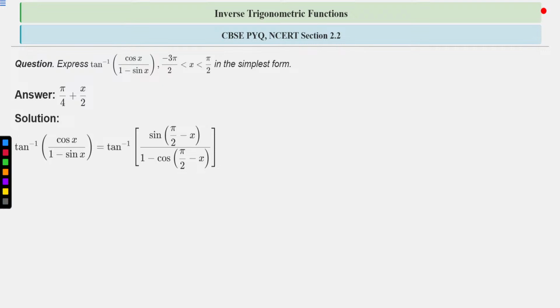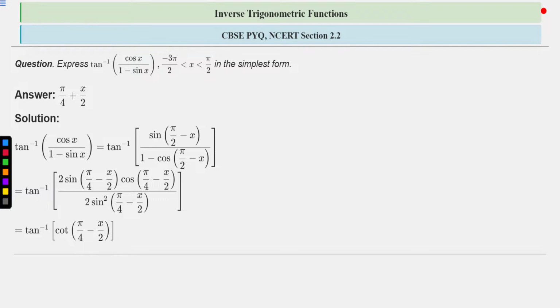So let us see the solution part. Now tan inverse cos x upon 1 minus sine x can be written as tan inverse... See, cos x can be written as sine of pi by 2 minus x, right? And also in the denominator, 1 minus sine x can be written as 1 minus cos of pi by 2 minus x, right? Therefore we can write it as tan inverse of 2 sine pi by 4 minus x by 2 into cos pi by 4 minus x by 2, right, upon the denominator, which is basically 1 minus cos of pi by 2 minus x, which can be written as 2 sine square pi by 4 minus x by 2. Clear?